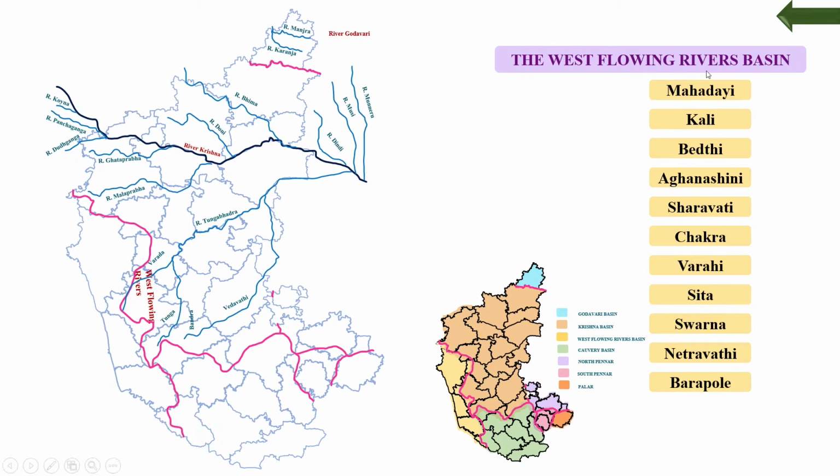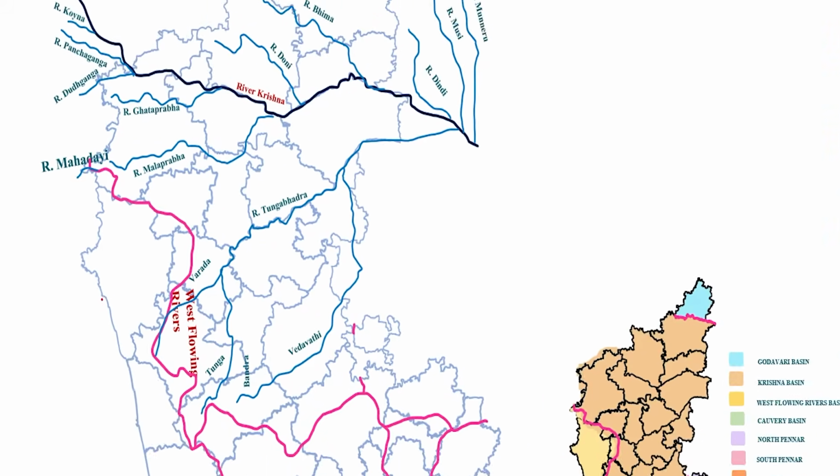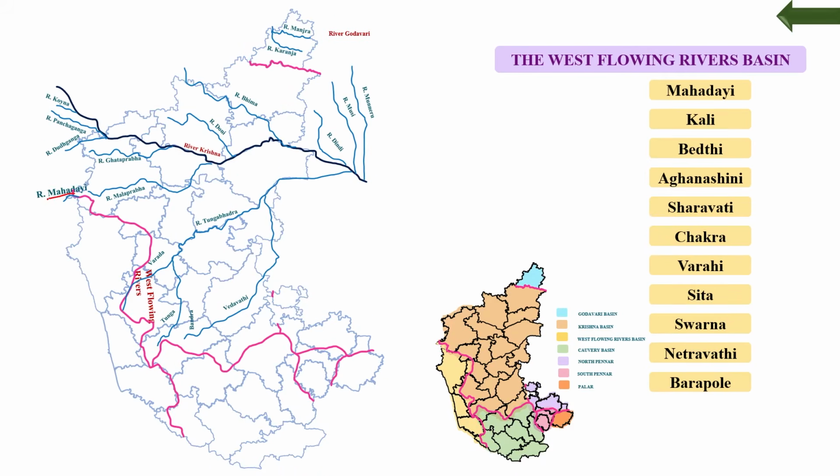Let us start with the first one, that is Mahadai river. So Mahadai river is here. It flows from the Belgaum district. It flows into the state of Goa. This is the Goa district here. So Mahadai river flows as Mandovi in Goa before draining into Arabian Sea. This is the Arabian Sea here. So Mahadayi, most important river.